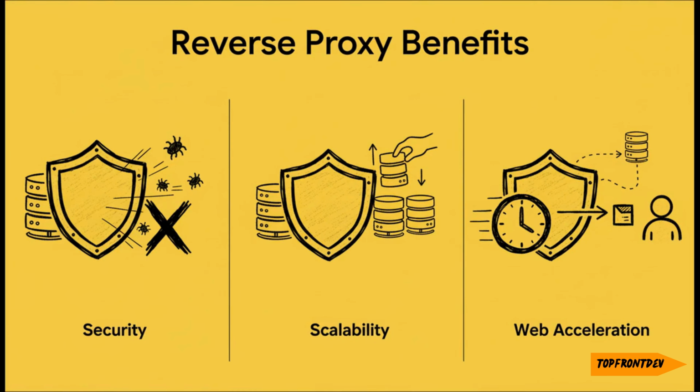So you might be asking, why bother with this extra step? Well, it gives you some pretty amazing superpowers. First off, security. This is a big one. Since your actual servers are hidden, it's way harder for attackers to target them directly. Second, flexibility. You can swap out, add, or change your backend servers without anyone on the outside ever knowing. And third, and this is my favorite, speed. The proxy can store or cache copies of frequently requested stuff, like images or CSS files, and deliver them to users in a flash without even bothering the main server.